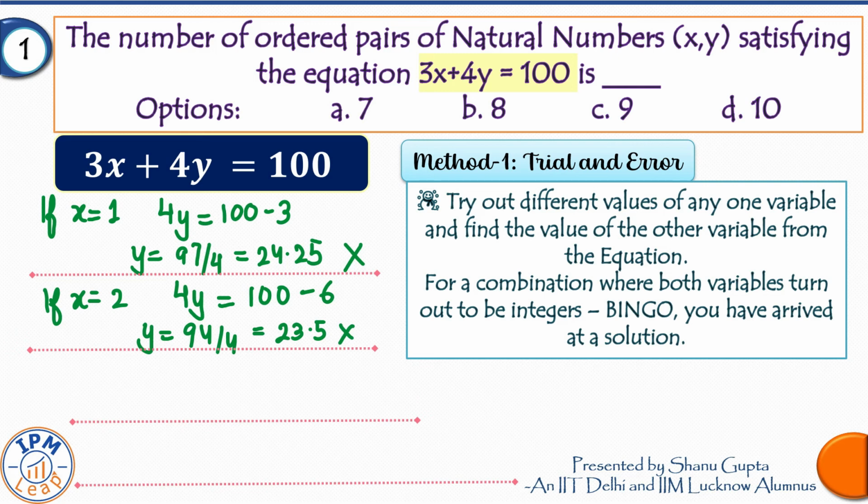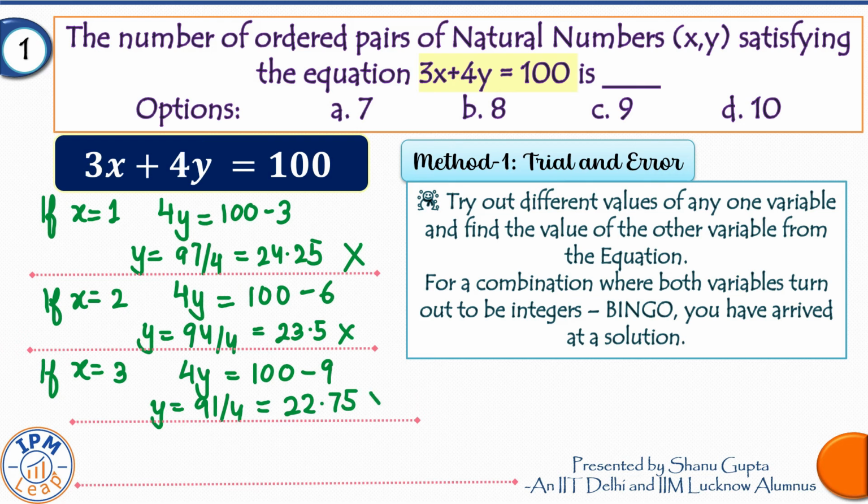Next iteration, x is equal to 3. For x is equal to 3, y is equal to 100 minus 9 divided by 4. 91 upon 4 is 22.75. Y is not an integer. So, this solution also we have to drop and we move to the next iteration. As you can see, in these iterations, we are trying out different values of x. 1, 2, 3, 4 and so on. We started with the smallest permissible value which was 1.